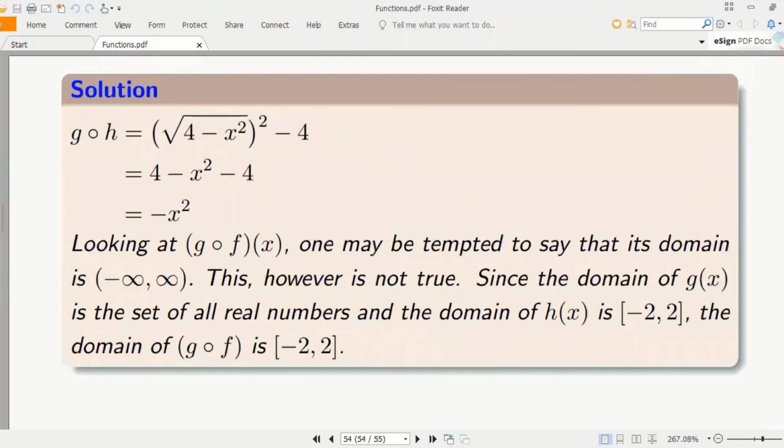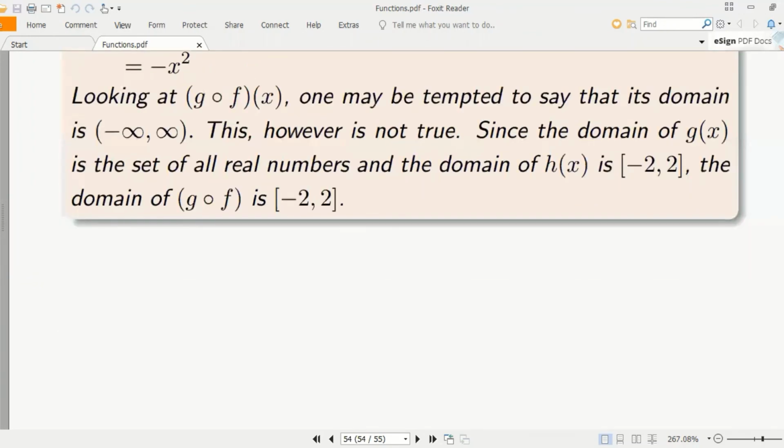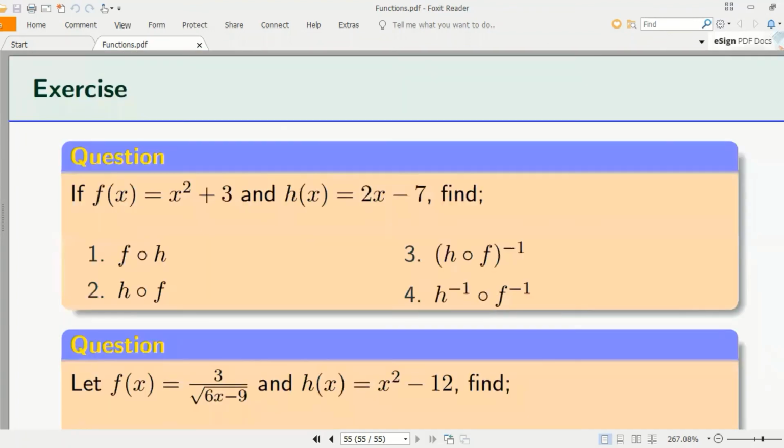This is my working for that question. If you have any question, you can write in the comment section, then I will respond maybe with an explanation. But we already looked at the domain and the range, so you can use that knowledge. And to end, you have this exercise to look at. Try this exercise.